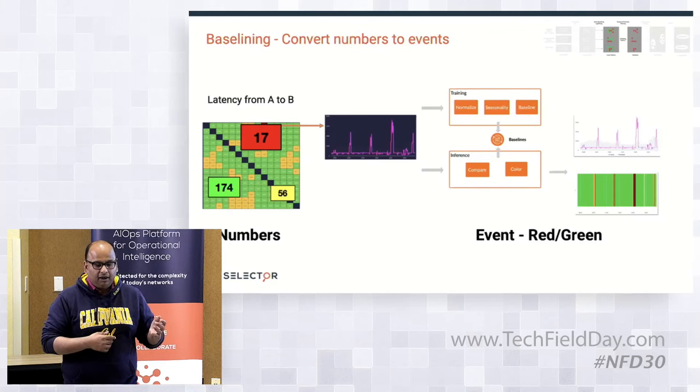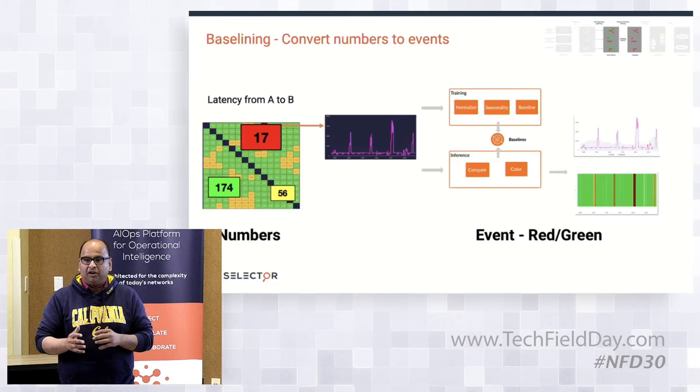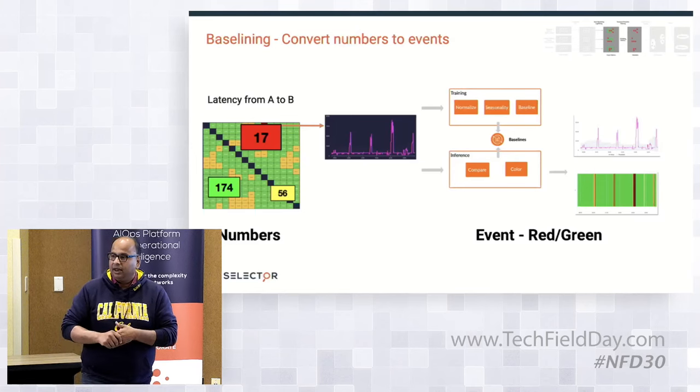So for example, here, a number like 174 is still considered green, good. A number like 17, which is smaller, is still red, right? So this is where the ML comes into play. It says that 174 is normal for this connection. However, 17 is not normal for this connection. 56 is getting closer to being abnormal. So we generally have three colors, red, yellow, and orange, although orange and red are considered the same category.